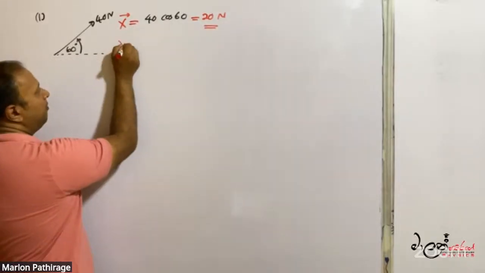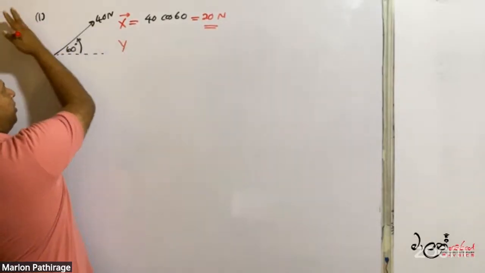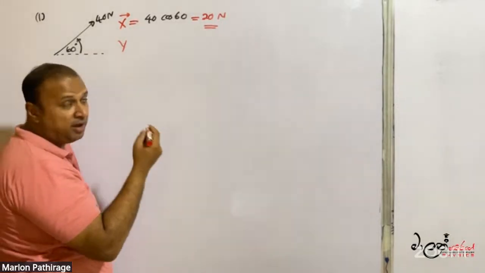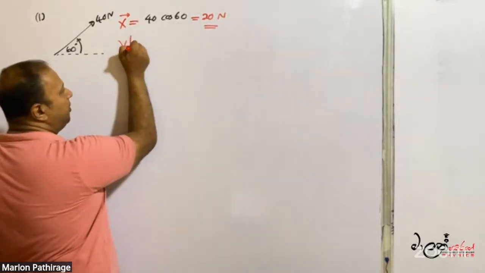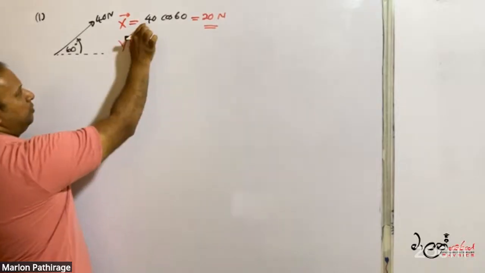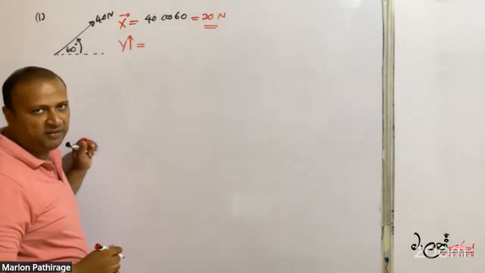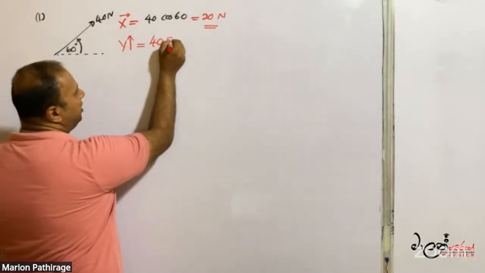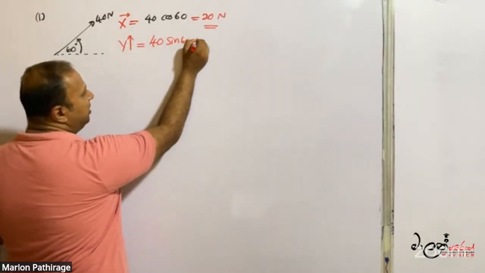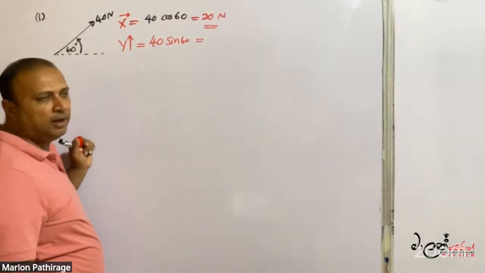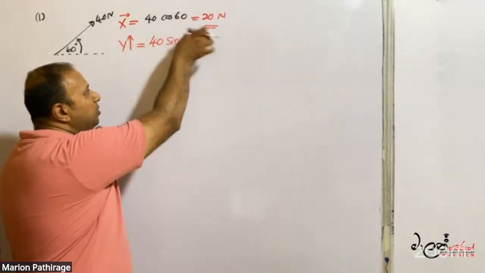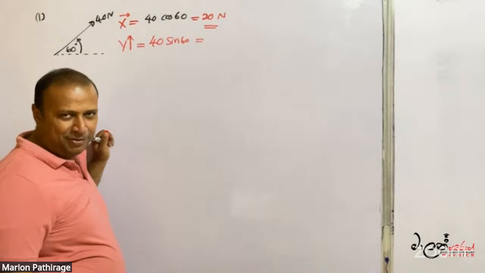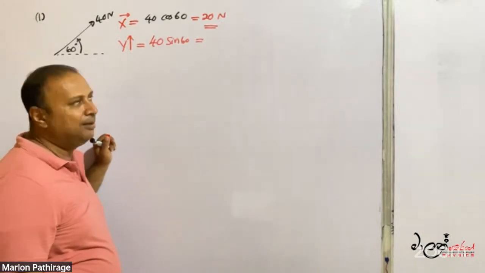Then y component. Y component is in upward direction. But you have to mark the direction also. It should be 40 sin 60. One is cos 60, other one should be sin 60. Sin 60 means root 3 over 2. 40 into root 3 over 2. That means 20 root 3.